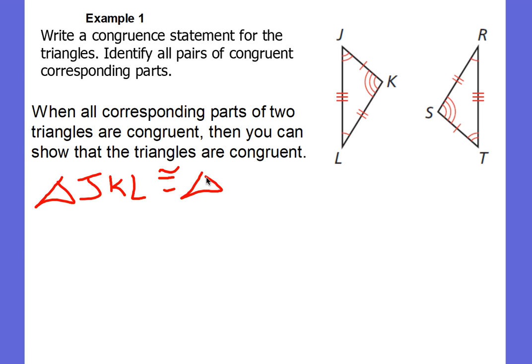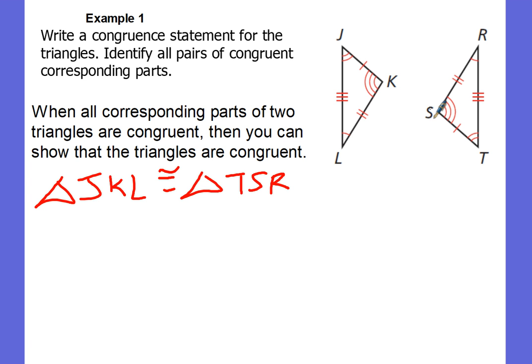Order matters. Oh, you didn't hear me. Order matters. So I went JKL, so I went 2 arcs, 3 arcs, 1 arc. I've got to go in the same order: 2 arcs, 3 arcs, and 1 arc. That's going to identify which order we continue in. And then it says, when all corresponding parts of two triangles are congruent, then you show the triangles are congruent. So we've shown the triangles are congruent.